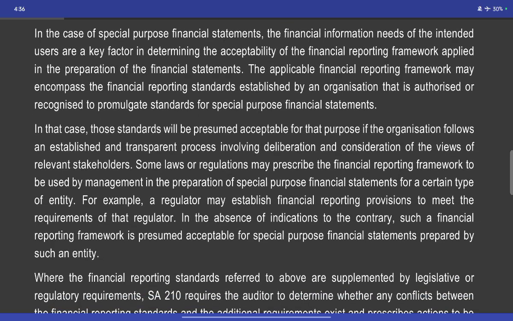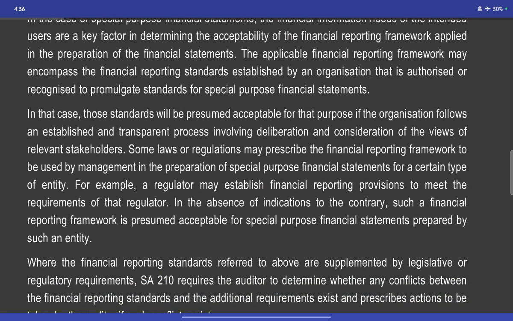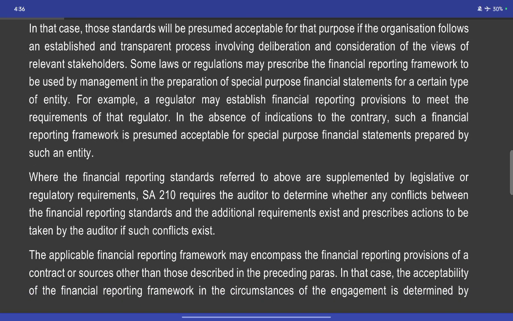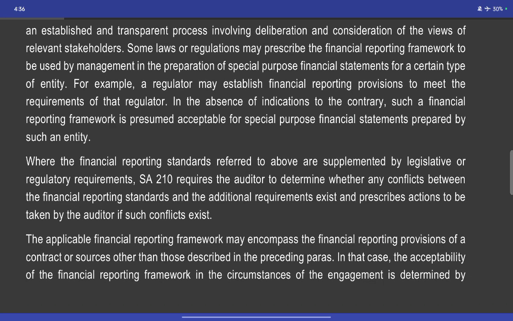Applying presentation of a statement, the applicable financial reporting framework may encompass financial reporting standards established by an organization that is authorized or recognized to promulgate standards for special purpose financial statements. In the case of such standards, we presume them acceptable for the purpose if the organization follows an established, transparent process involving deliberation and consideration of the views of relevant stakeholders. Some laws and regulations may prescribe a financial reporting framework to be used by management in the preparation of special purpose financial statements for certain types of entities.